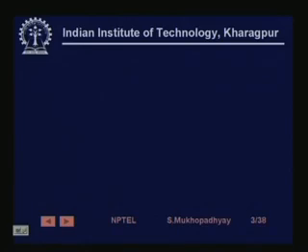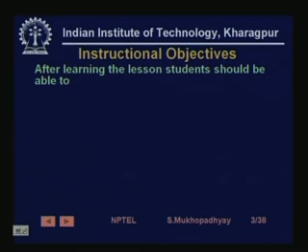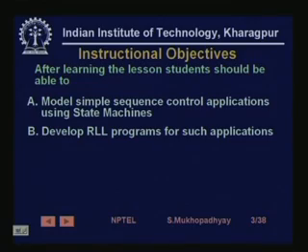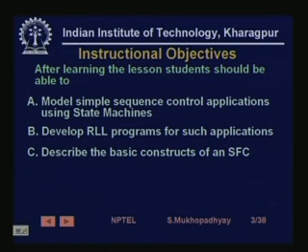So, we will look at the instructional objectives. The objectives of this lesson are, firstly, to be able to model simple sequence control applications using state machines. State machine is a formal method, and we advocate the use of formal methods because English can be very ambiguous, sometimes contradictory also. So, we have to model it using methods which are unambiguous, consistent, do not contain contradictions, and are also easy to understand and develop. Then from these formal models, we have to develop RLL programs for such applications.